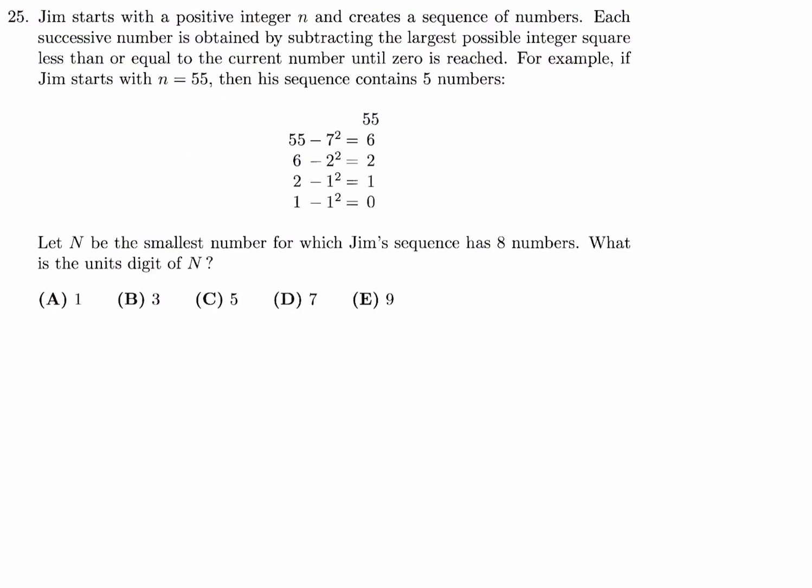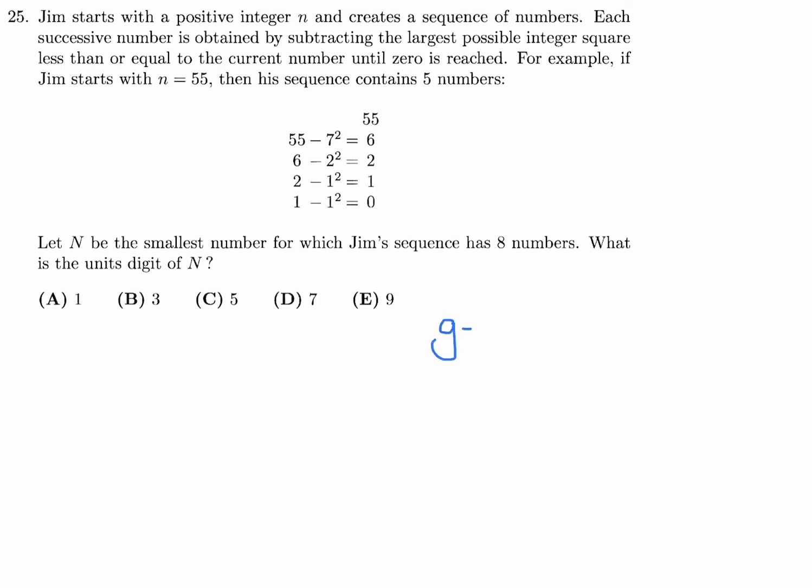Jim starts with a positive integer n and creates a sequence of numbers. Each successive number is obtained by subtracting the largest possible integer square less than or equal to the current number until 0 is reached. For example, if Jim starts with n equals 55, then his sequence contains 5 numbers. 55 minus 7 squared, that's 6. Then 6 minus 2 squared, which is 2. 2 minus 1 squared, which is 1. And then 1 minus 1 squared, which is 0. Let n be the smallest number for which Jim's sequence has 8 numbers. What is the units digit of n?